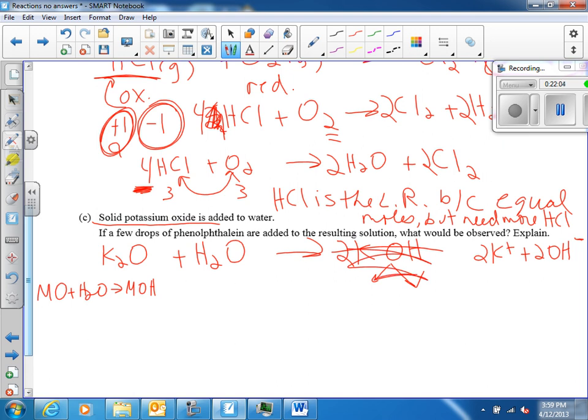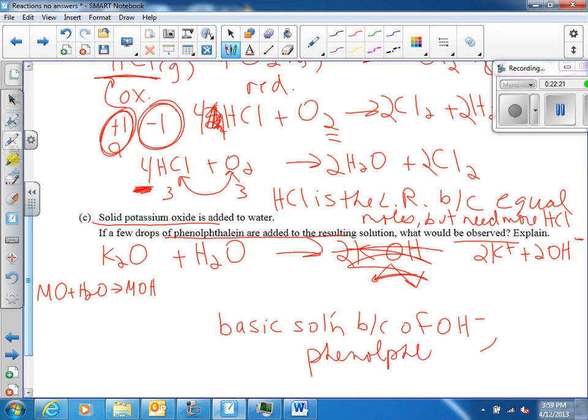A few drops of phenolphthalein are added. What would be observed? Okay, this solution is going to be basic, because of the hydroxide. So the phenolphthalein makes the solution... You need to know these colors. Bright magenta or pink. Pink is okay, but we get that really gorgeous magenta color.